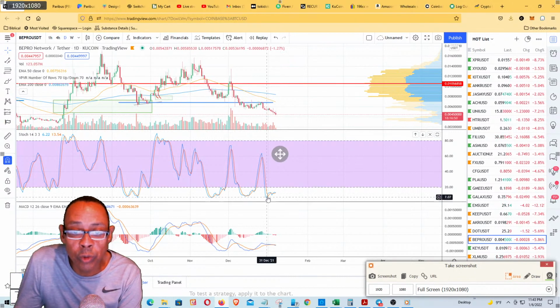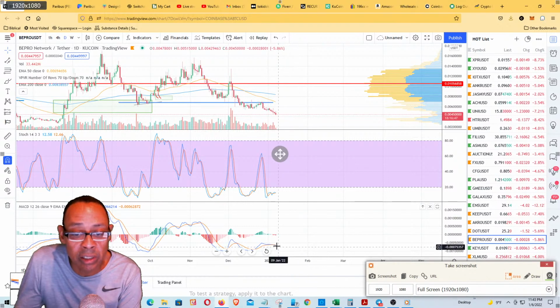That's ugly because we got 2 head fakes and a bearish crossover and an MACD that's looking weak.